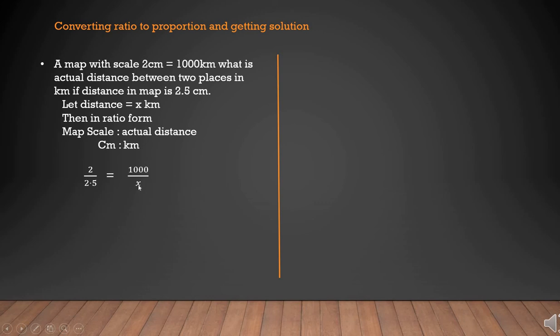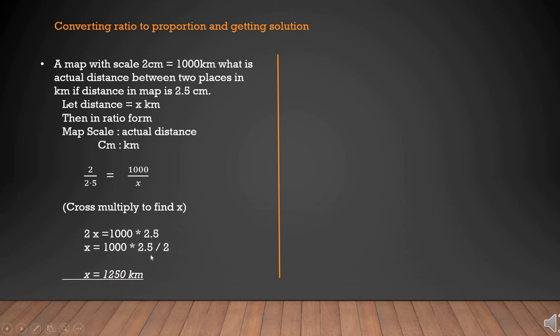So I will write this in proportion, that is 1000 upon x. But the key point is that 1000 should come opposite 2 cm, and x should come opposite 2.5. This is important. If you write this proportion correctly, you can find the value of x very easily. So my proportion is now 2 upon 2.5 is equal to 1000 upon x. Now to find the value of x, I'm going to do the cross multiplication. So 2 into x, that is 2x, and 1000 into 2.5. So my value of x, I'm getting here 1250 kilometer.